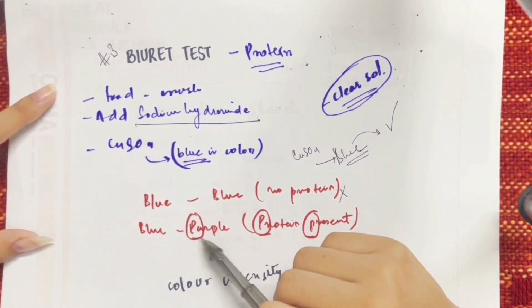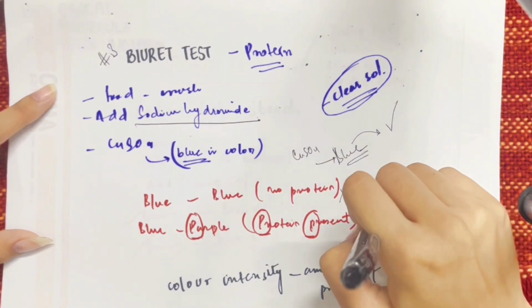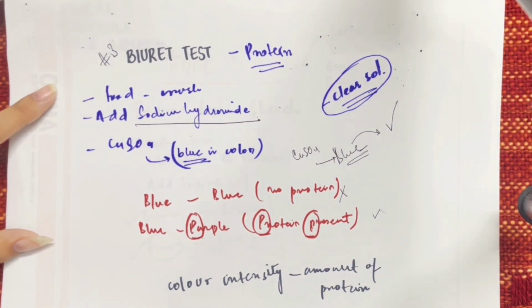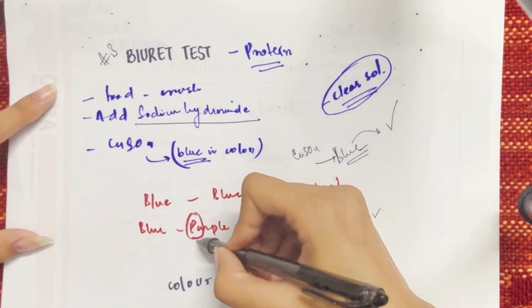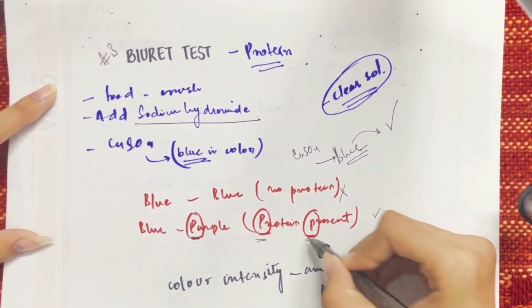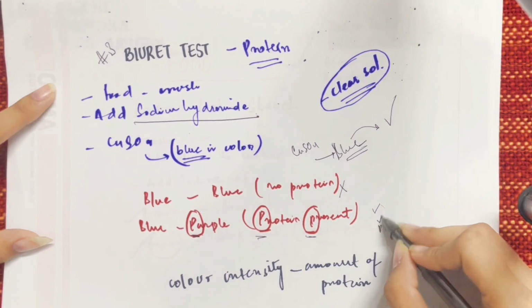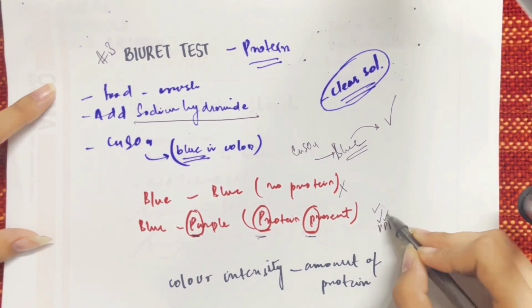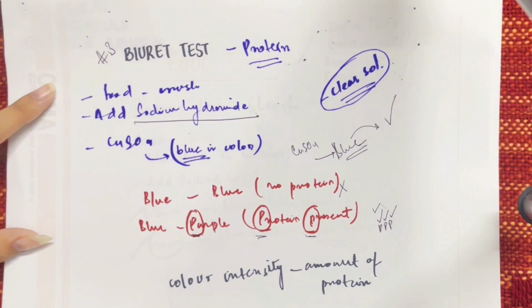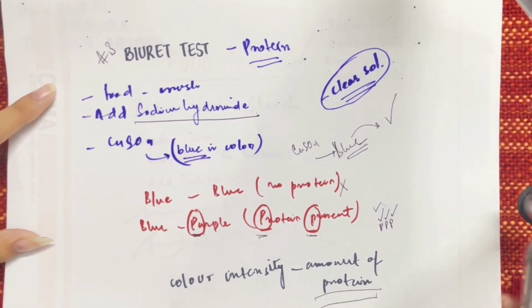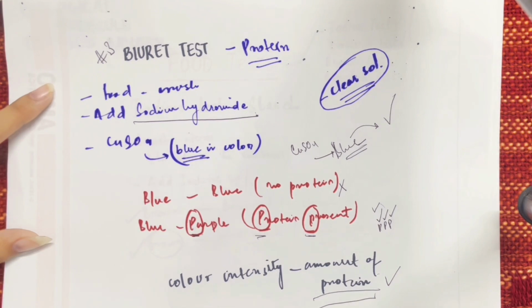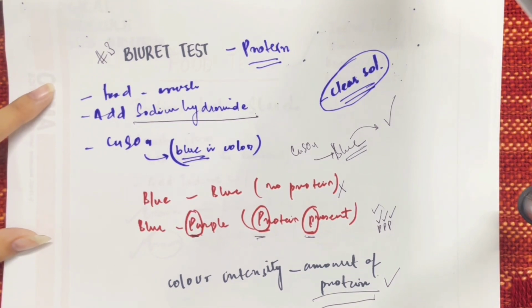But if it changes to purple, then we say the protein is present. A very common way to remember it is P for purple, P for protein, and P for present. This PPP tells us that there is a change in color, that is purple, and that means the presence of protein. Also, the color intensity tells us the amount of protein. If the purple is very dark, there is a large amount of protein present. But if the purple is not that dark, or it's a lilac color, then there is not much protein.